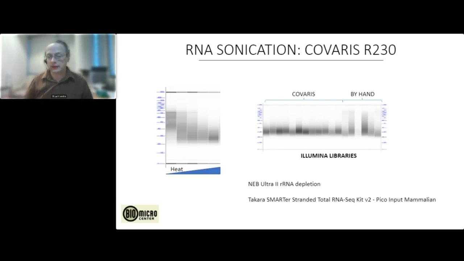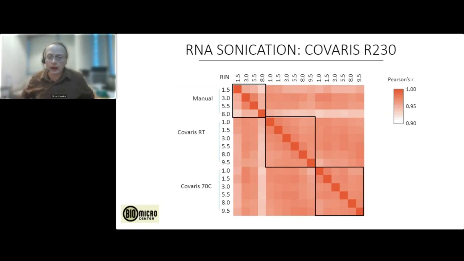We then can take this and process it for two different methods. We were looking at one, the Ultra-2 NEB ribosomal depletion method, as well as Takara's SMARTer Stranded Total RNA kit V2, Pico Input Mammalian. We've always abbreviated this in our lab as ZAP-R, which is the key enzyme in that. And so the data I'm going to show you today is using 1 nanogram of input using the Takara ZAP-R kit. So this is the data that comes out.